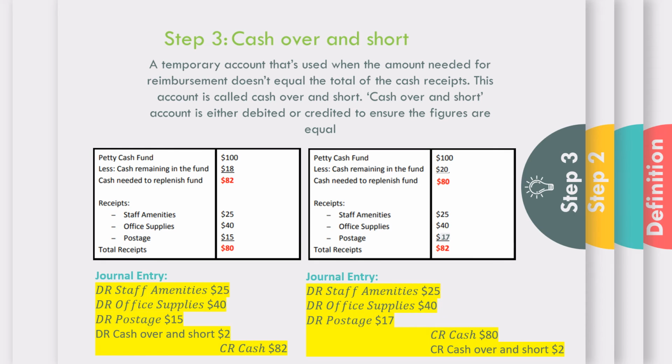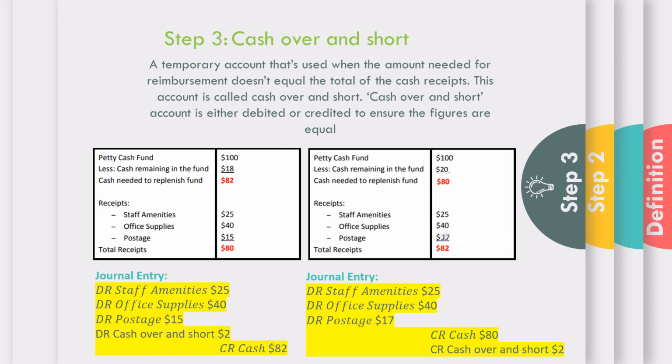In the first table, we see that the total cash required to replenish the fund is less than the calculated total from the receipts. In order to do this, we need to make a journal entry and write a check to ourselves. So we debit staff amenities for $25, we debit office supplies for $40, we debit postage for $15, we debit cash over and short for $2, and we credit cash for $82.